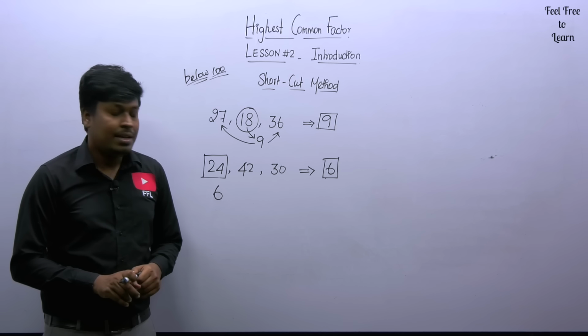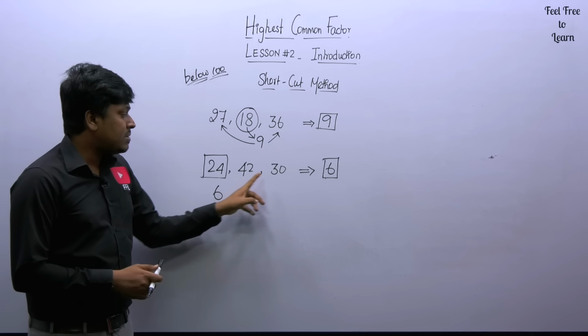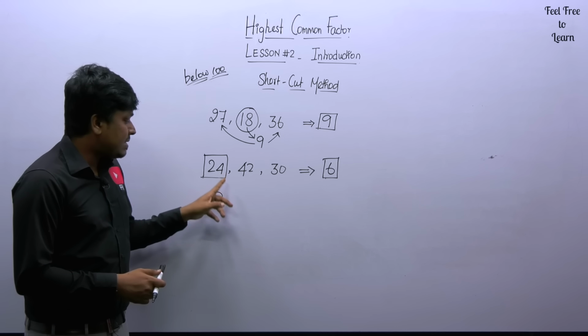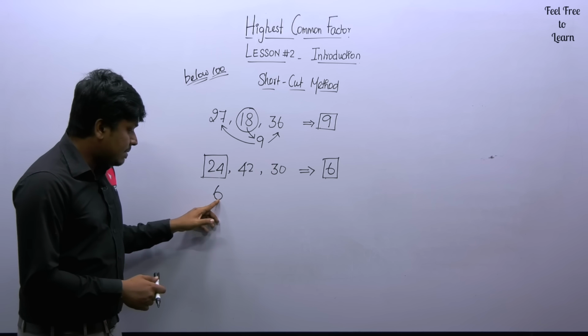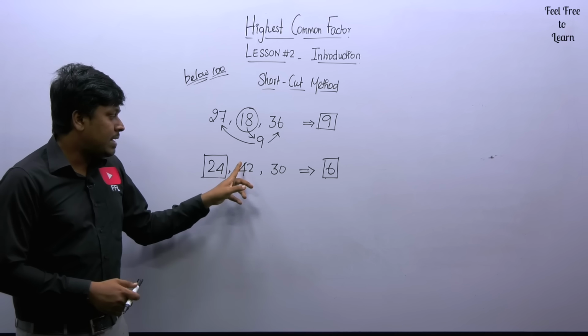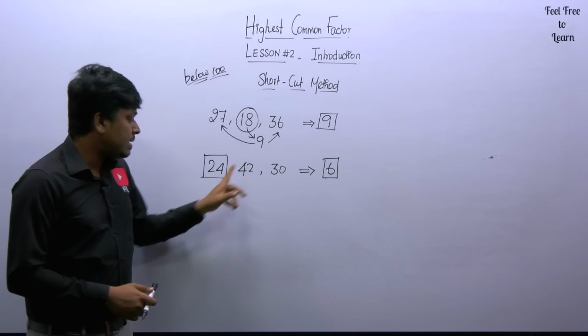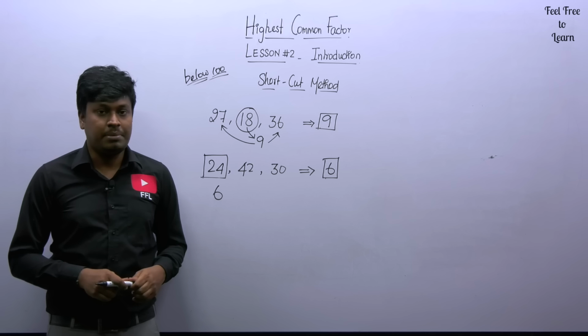So got it, friends, right? So here the factors of 24 are 12, but the remaining number is not divisible by 12. So next will be 8. The remaining number is not divisible by 8. And the last number is 6. 6 is divisible by the remaining numbers. Got it or not? We can divide 42 by 6. We can divide 30 by 6. So we are saying that 6 will be the HCF of the numbers.